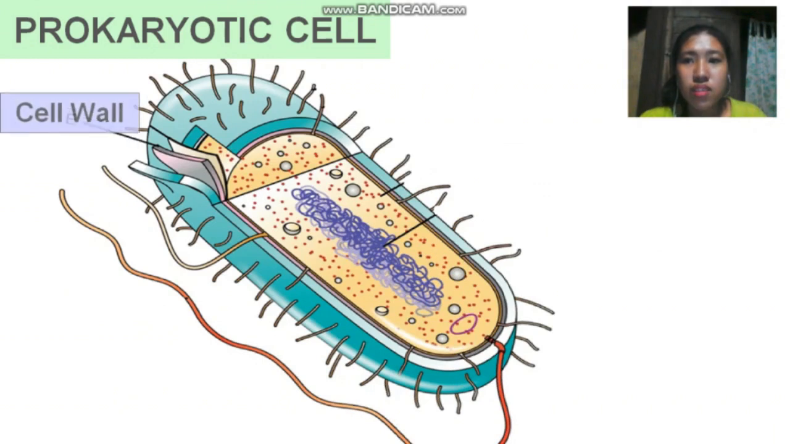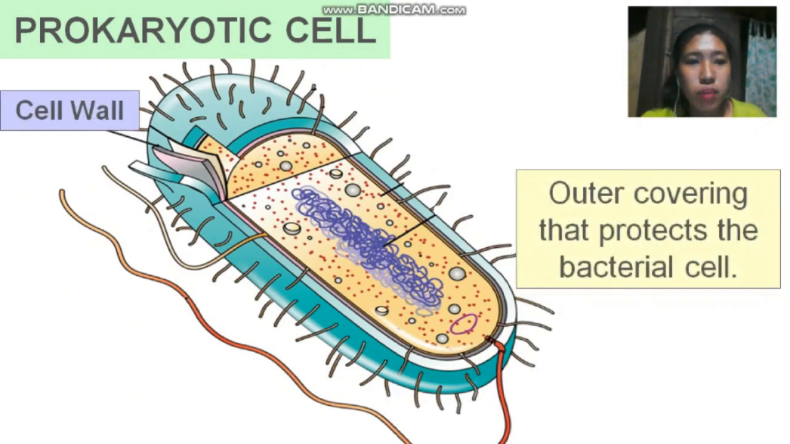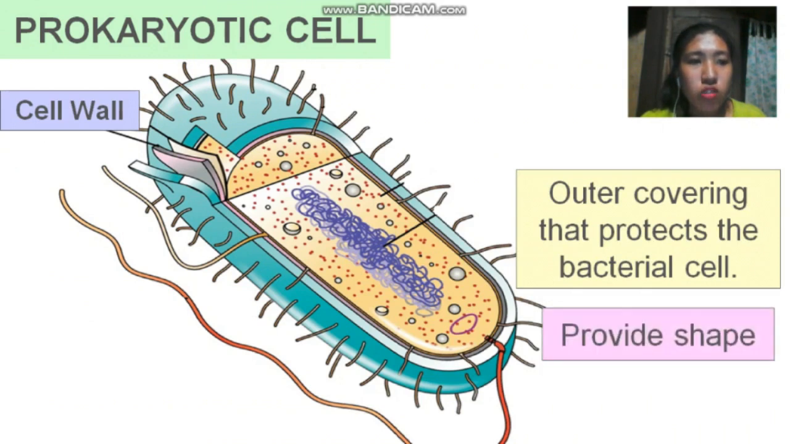Next is the cell wall. It is described as the outer covering that protects the bacterial cell and also provides shape. So the cell wall is very necessary for prokaryotes since it provides strength and rigidity to the cell, as well as the ability to withstand osmotic changes and prevent bursting.